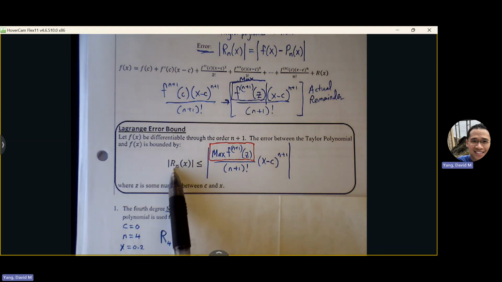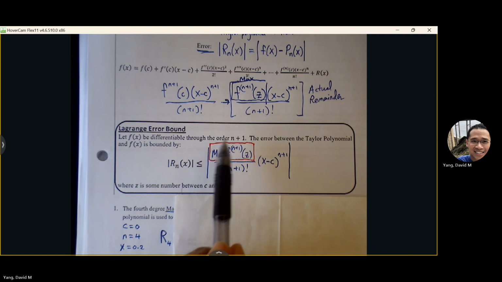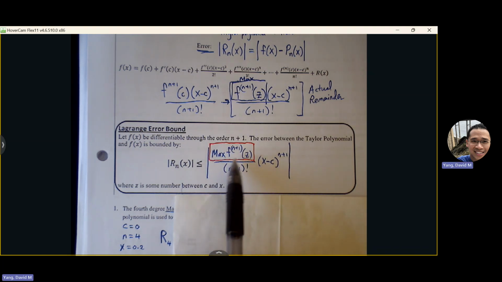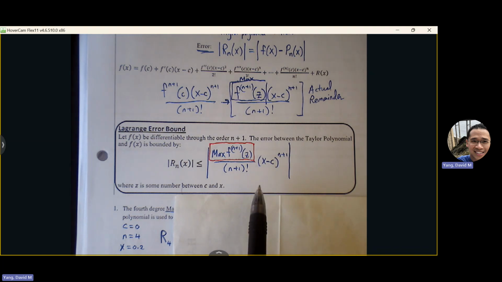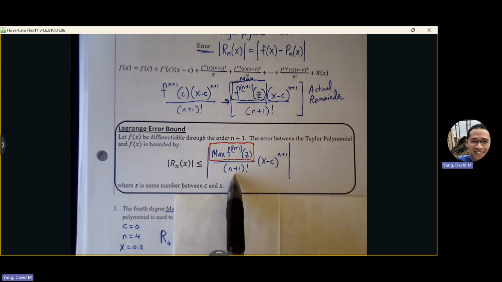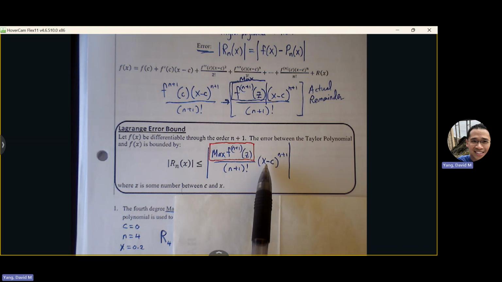So if I want to find my remainder, my nth term remainder is going to be less than or equal to the maximum that the n plus first derivative is. And then the rest is just using the n plus first term. So if we're at the 20th term, then this will be 21st factorial, x minus c to the 21st power. So we're involving the first unused term of our polynomial.